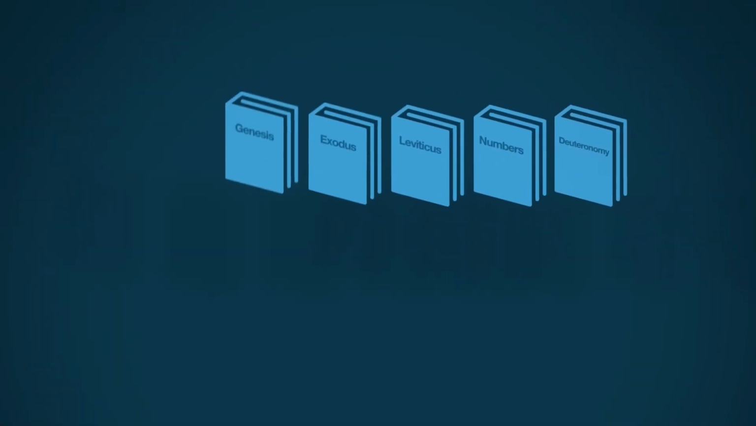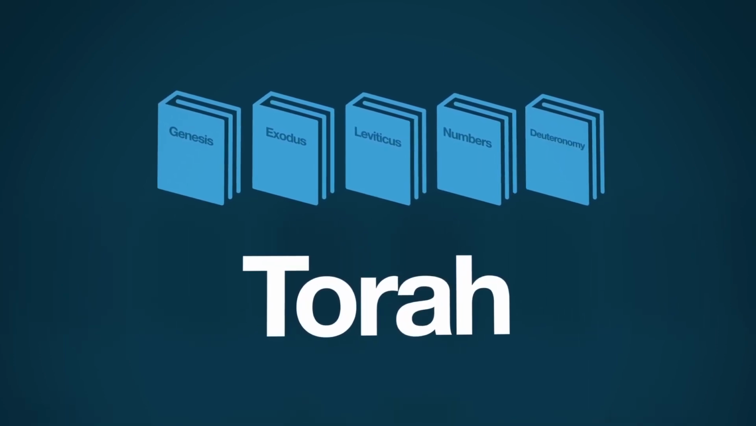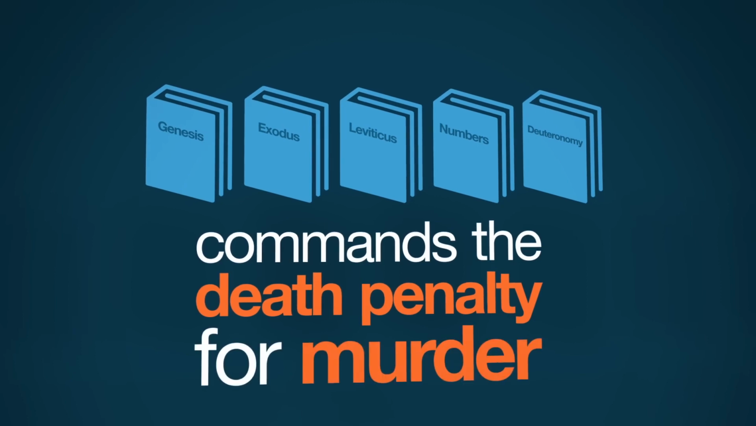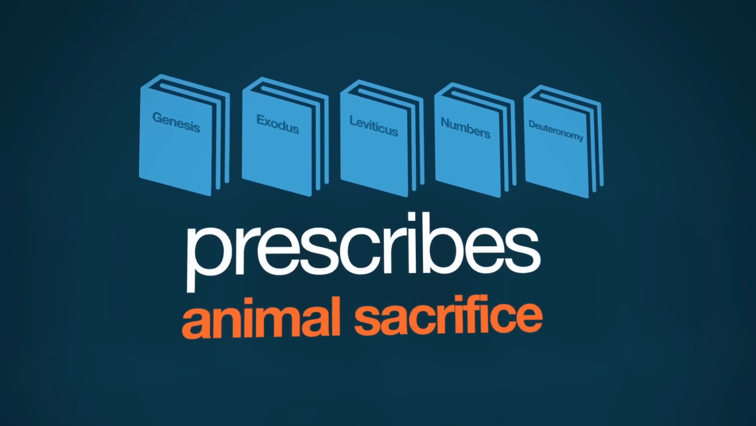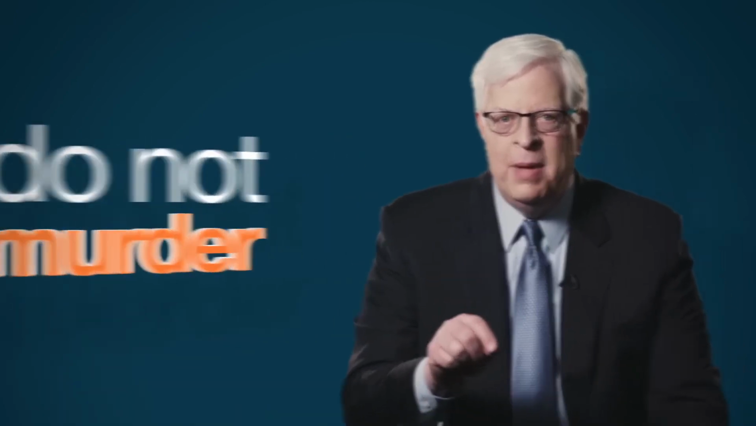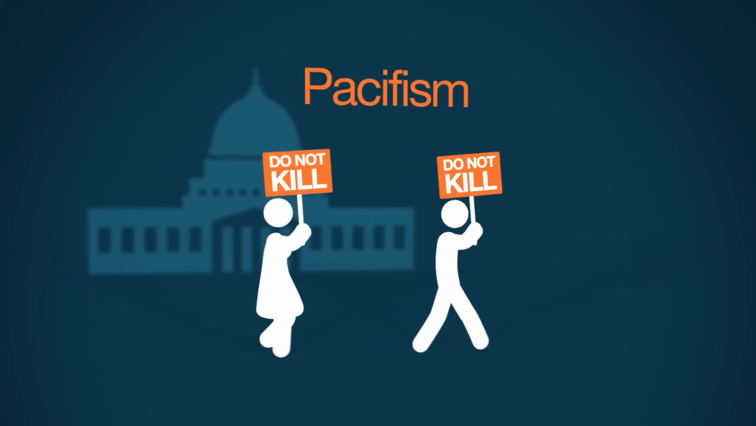The very same part of the Bible that contains the 10 Commandments, the 5 books of Moses, the Torah as it is known by Jews, commands the death penalty for murder, allows killing in war, prescribes animal sacrifice, and allows eating meat. A correct understanding of the commandment against murder is crucial, because while virtually every modern translation correctly translates the commandment as "do not murder," many people cite the King James translation to justify two positions that have no biblical basis: opposition to capital punishment and pacifism.